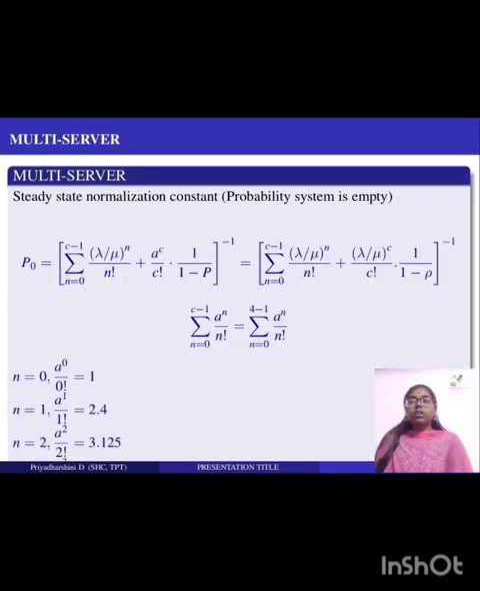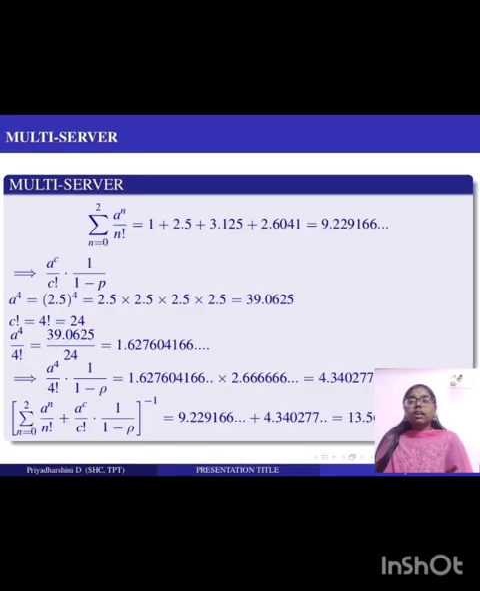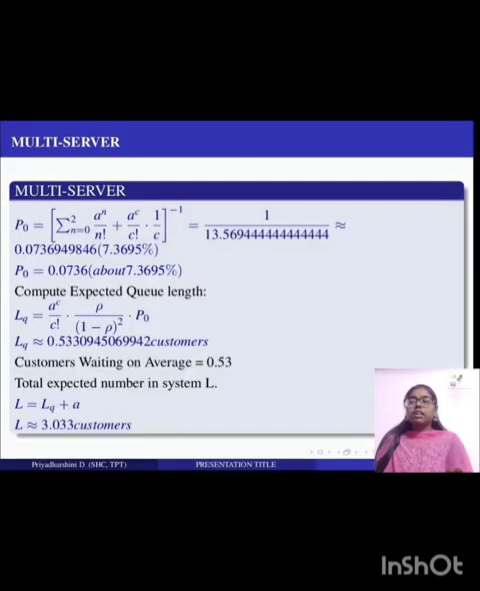And with the steady state formula, we substitute these values to get the P naught value, which is 0.0736949846, that is 7.3695 percent, and customers waiting on average 0.53, and the total expected number in the system L is equal to LQ plus A, so approximately 3.033 customers.